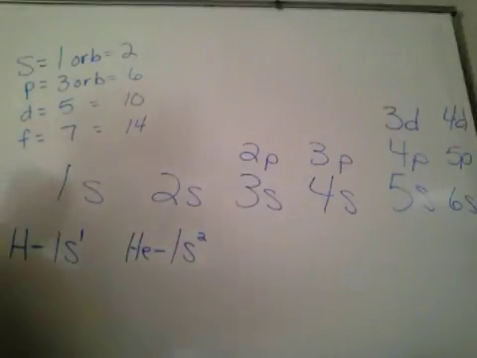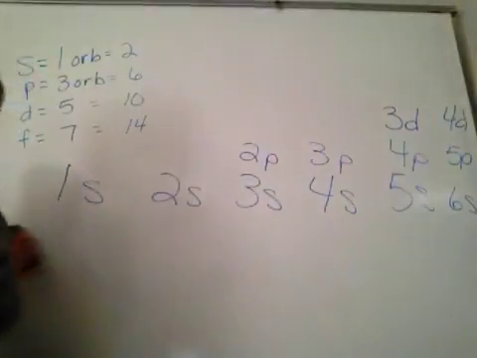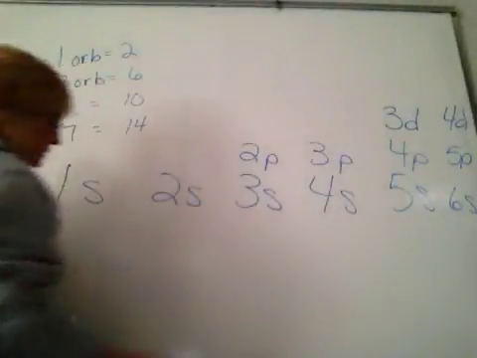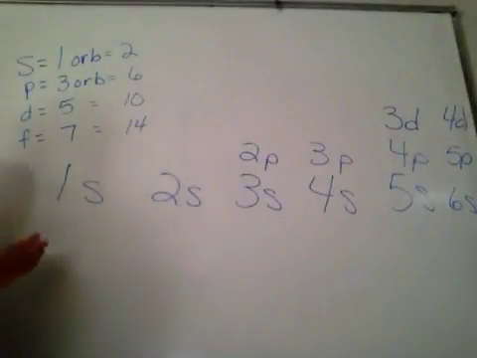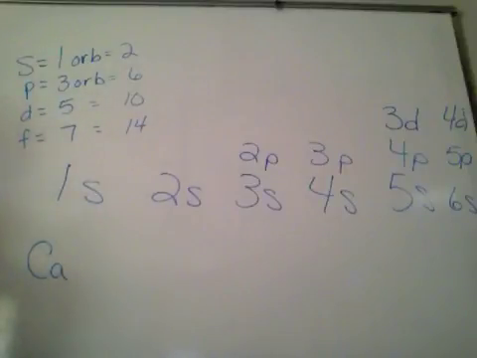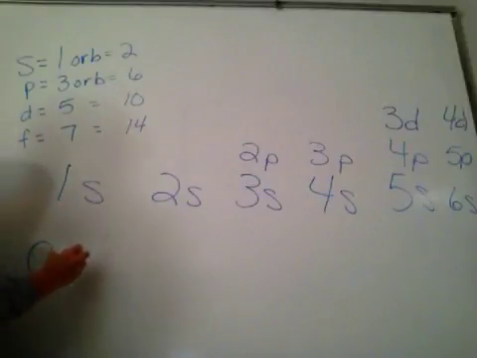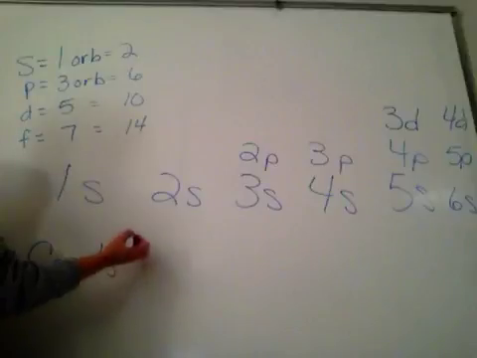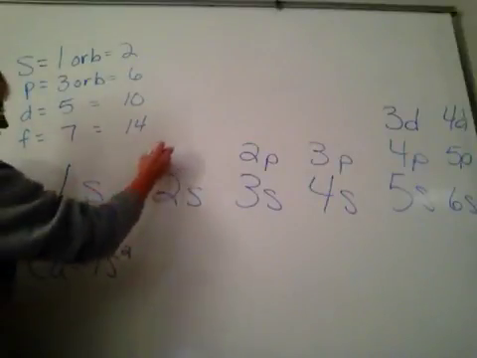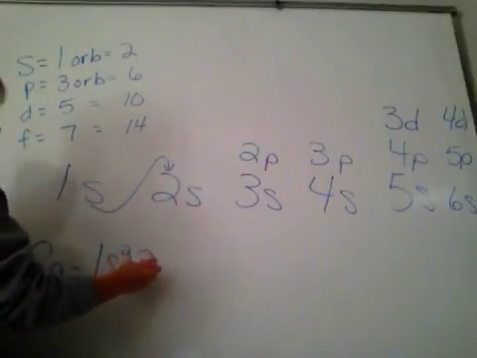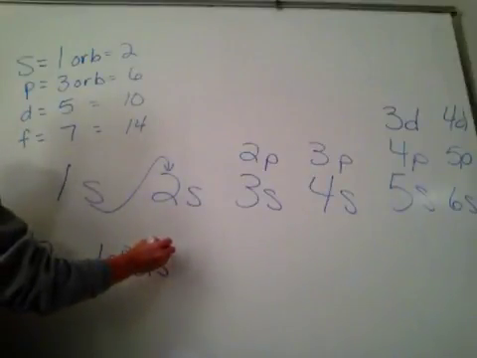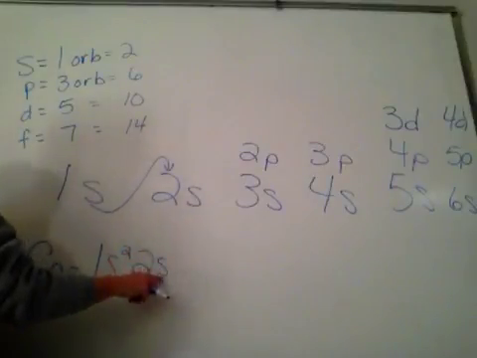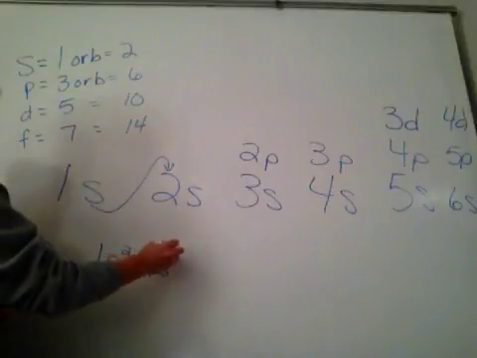So now I'm going to pick a bigger one. I'm going to pick calcium. Calcium has how many electrons? 20. So I'm going to go to 1s first. So 1s, how many can go there? 2. That's full. So I go to the next thing. 2s, how many will go there? 2, and s can only hold 2.